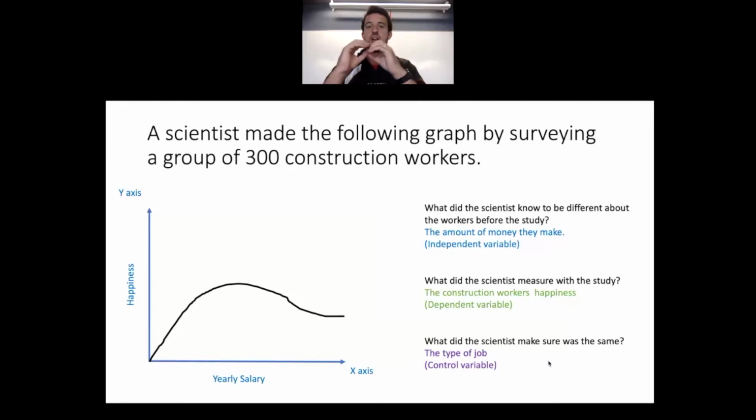Everything else should try to be as much the same as possible, right? Obviously, construction workers might have different numbers of family members. Maybe some have one kid at home, some have no kids at home. As much as possible, you'd want to make sure they have the exact same number of kids. Maybe they have the exact same marital status.